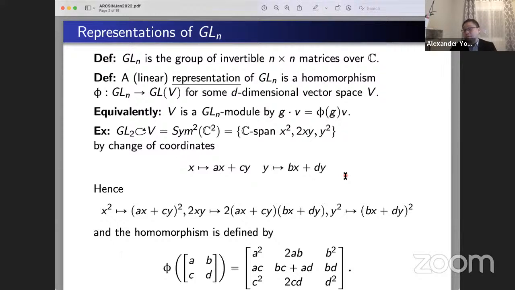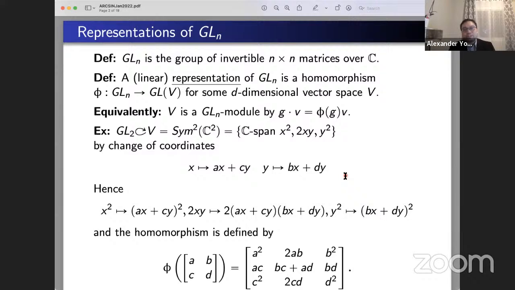Okay, so I will just start with the general linear group reminder. The general linear group is the group of invertible n by n matrices over the complex numbers. And the talk is about representation theory, or combinatorial representation theory. We're discussing linear representations of a group, and this is just a homomorphism from your group to invertible linear transformations for some finite dimensional vector space.